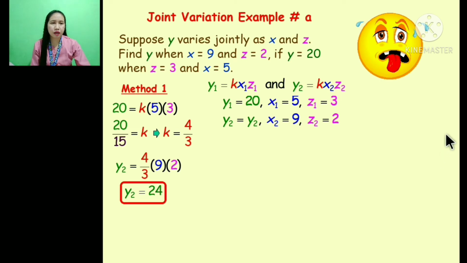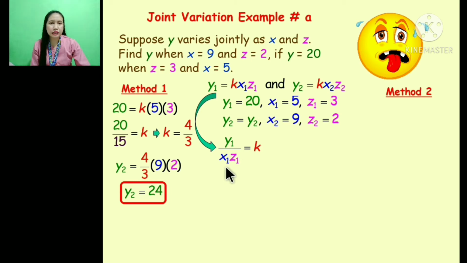Next, method number 2. So in method number 2, since we're going to find first the constant, in finding the constant, we have y sub 1 equal to k times x sub 1 times z sub 1. And on the other hand, y sub 2 is equal to k times x sub 2 times z sub 2. If we're going to find the k or the constant, it will be k is equal to y sub 2 over x sub 2 times z sub 2.